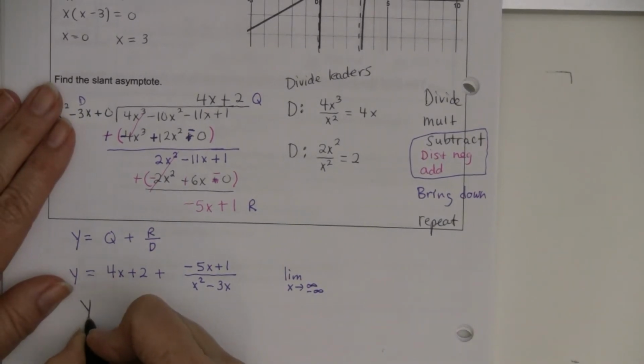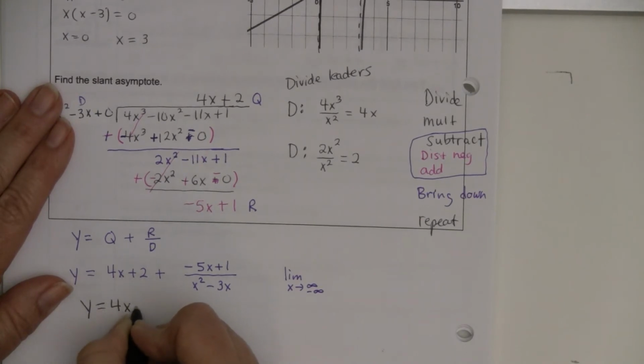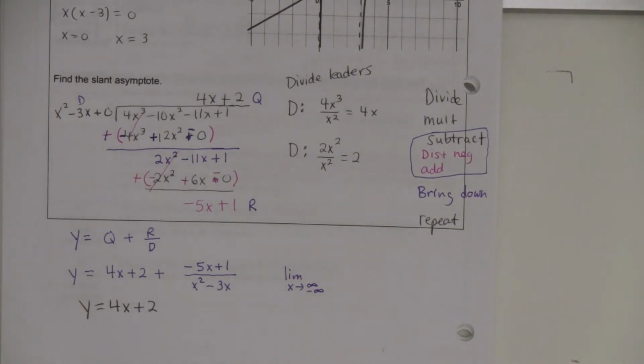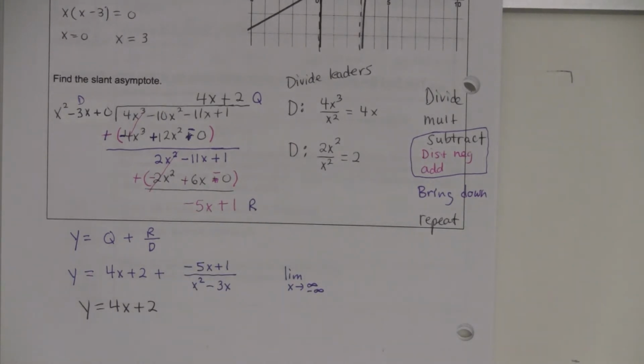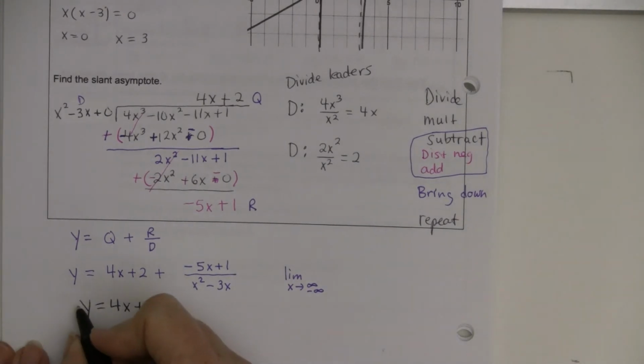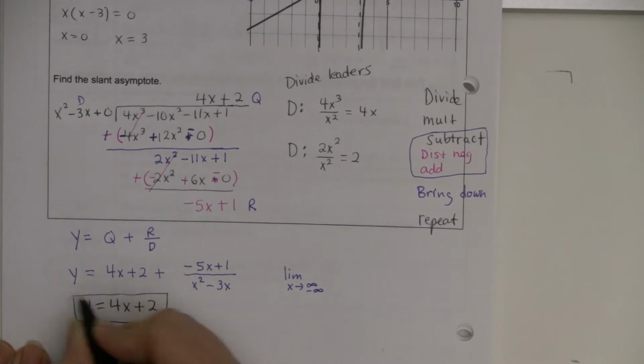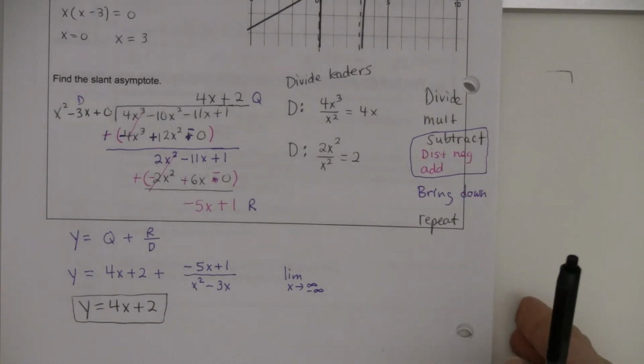So do you, friends, see the shortcut that I was going to tell you about? Do you guys see what I was going to say? The shortcut is that I don't really care about the remainder, because the remainder is going to zero. So it is really just the quotient that is my slant asymptote. And so I want to put that slant asymptote on my grid over here.